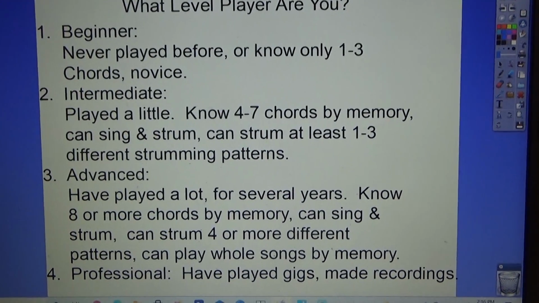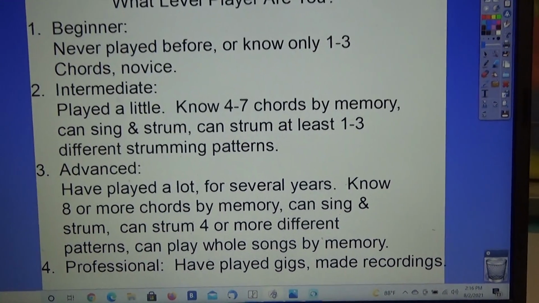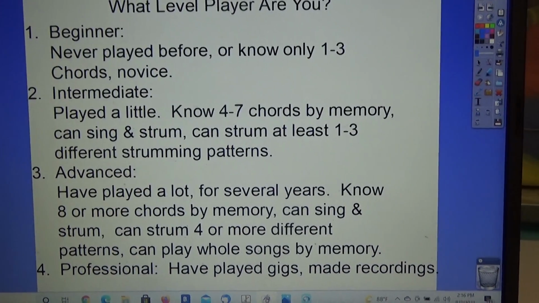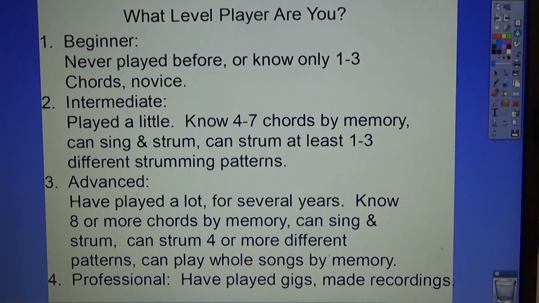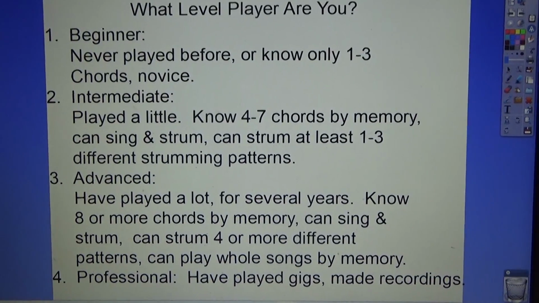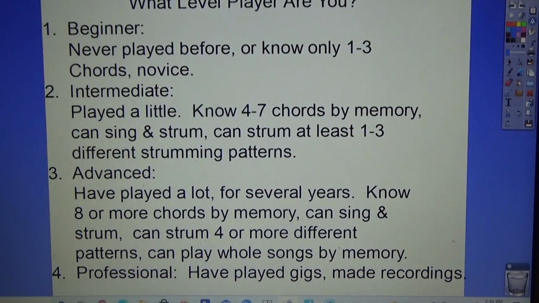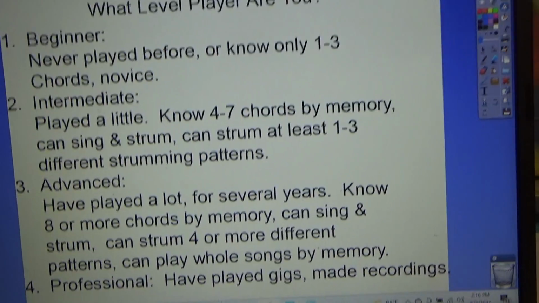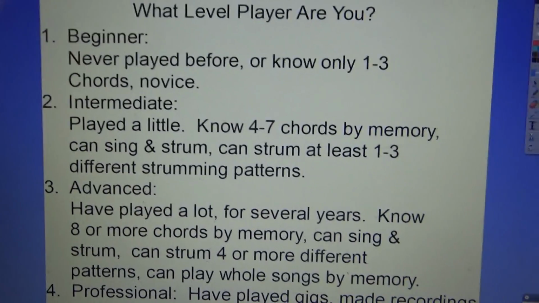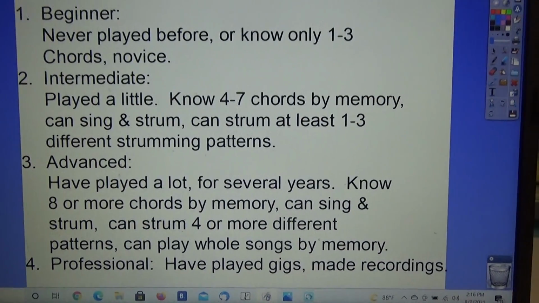Beginner: you've never played before, or you only know maybe 1 to 3 chords, you're a novice, you're not very confident. That's a beginner. Intermediate: you've played a little, maybe you know 4 to 7 chords by memory. You can sing and strum, and you can strum at least maybe 1 to 3 different strumming patterns.